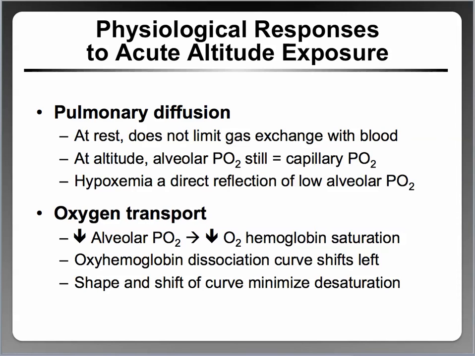Okay, so let's talk about oxygen transport real quick. We just talked about there's a decrease in alveolar partial pressure of oxygen, and that results in a decrease in hemoglobin saturation. The byproduct of that is that this oxyhemoglobin dissociation curve shifts to the left, as we've shown you already.